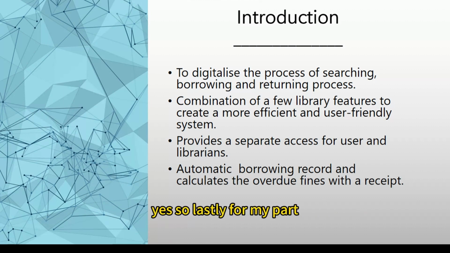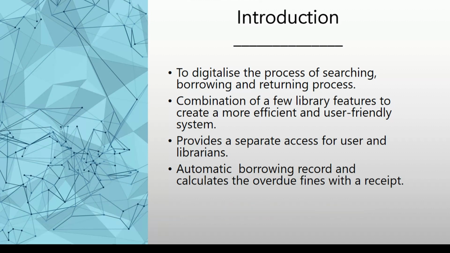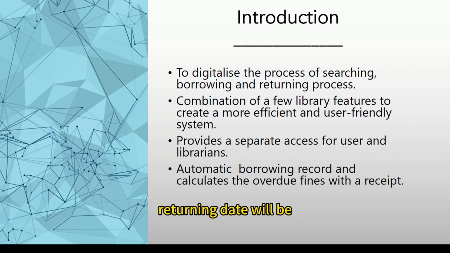Lastly, for my part, the library system has an automatic borrowing record and calculates the overdue fines and receipt. This means it can show how long you used the book and when the due returning date will be. If your books exceed the given deadline, you will receive fines.